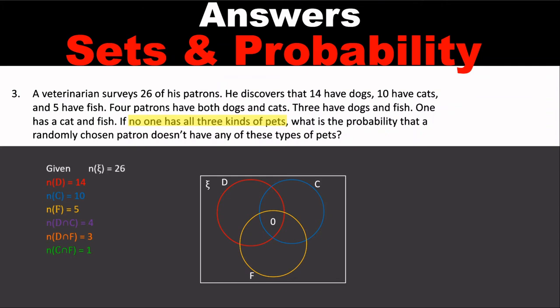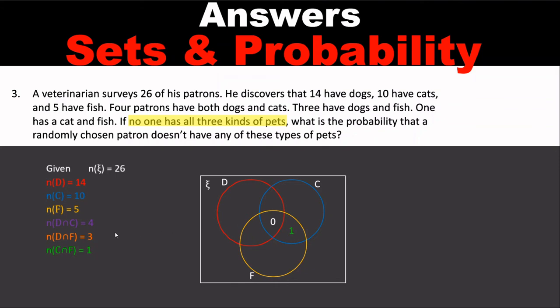I've already started by filling in the center of my Venn diagram, the intersect of all 3 sets, and we're told that nobody has all 3 pets. So continuing along, starting with the intersects, the number of patrons which have both fish and cats is 1. Now I've got none in here, so this whole region here should have a total of 1. 0 and 1 will make 1.